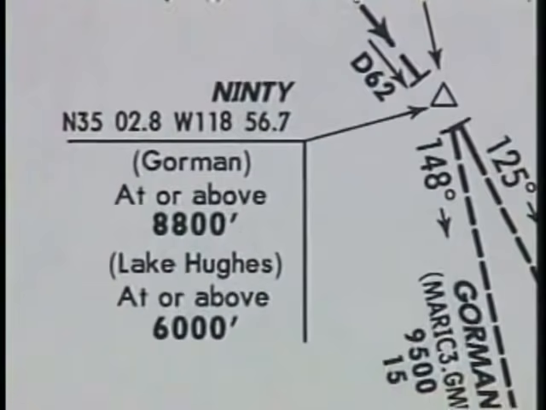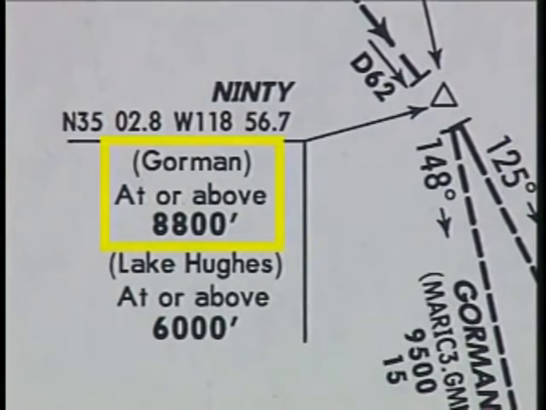Notice that Ninty intersection has a minimum crossing altitude of 8,800 feet for the Gorman transition. If you were using the Lake Hughes transition, the minimum crossing altitude for Ninty would be 6,000 feet. These altitudes are necessary to achieve the minimum altitudes along the transition routes.